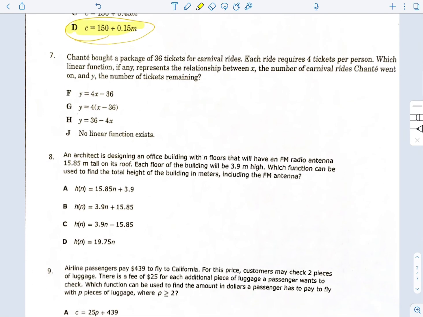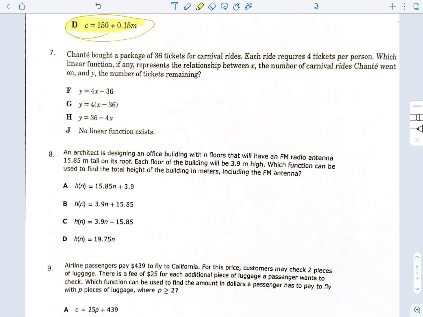Now, with number 7, it says Shantae bought a package of 36 tickets for carnival rides. Each ride requires 4 tickets per person. That per person, we know X is not far behind that 4 per person. So we already know that's going to be a 4X. Now, the question is, which linear function, if any, represents the relationship between X, the number of carnival rides Shantae went on, and Y, the number of tickets remaining?